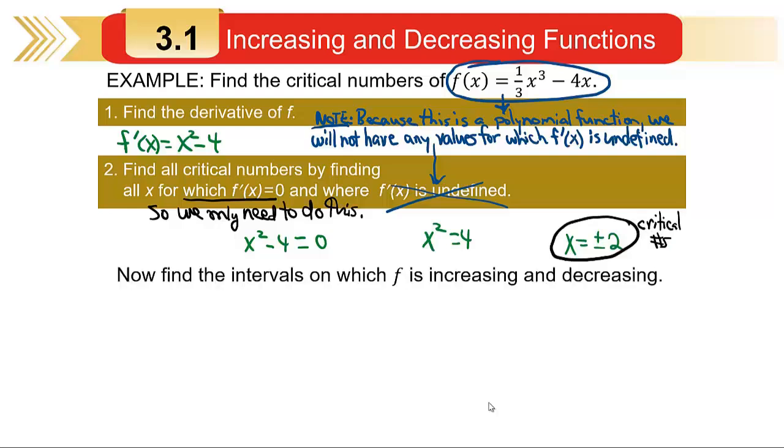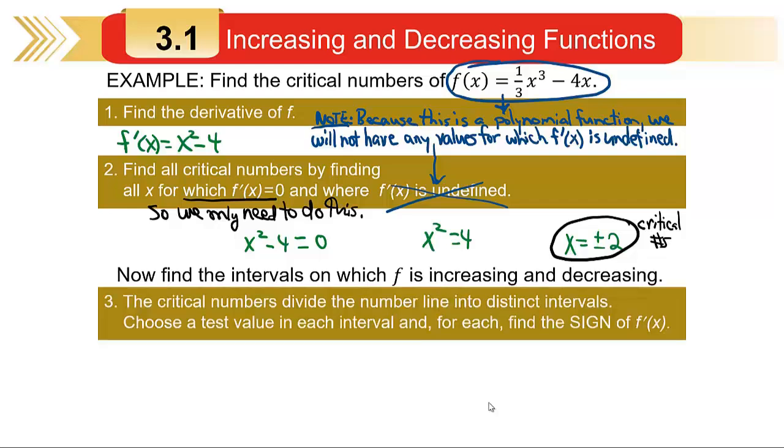What if I continue this problem by asking a further question? What if I said, now let's find the intervals on which the function is increasing and decreasing? That means I've got to move to step 3 under my guideline. Step 3 says to take those critical numbers. They divide the number line into distinct intervals. Put them on a number line, label them in order from left to right, and then choose a test value in each interval. So there are only two critical numbers, minus 2 and 2. I place them on a number line. I take a test value in each interval.